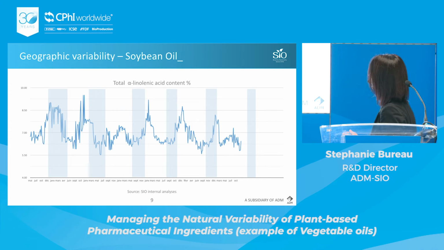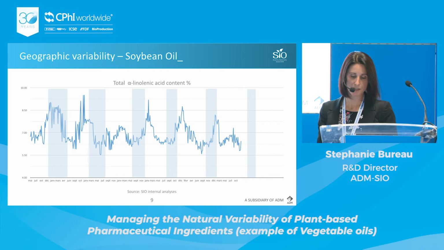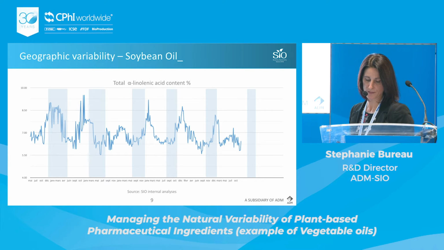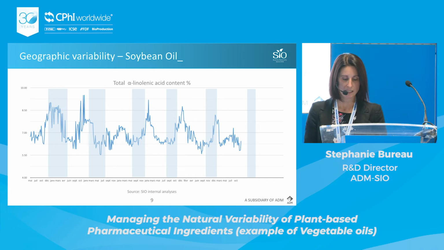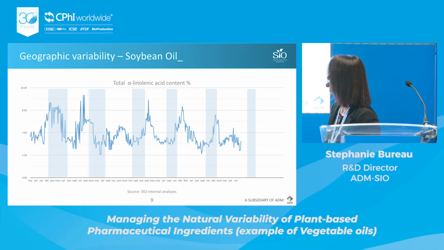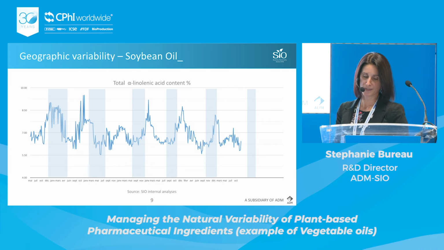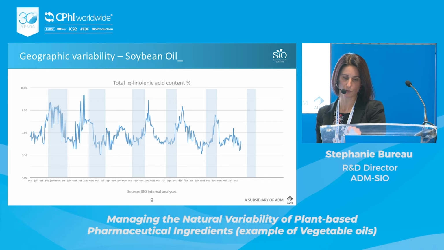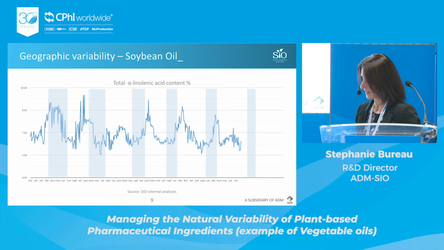As an illustration of the geographic variability, you can see on this graph the variation in the alpha-linolenic acid content of soybean oil. The alpha-linolenic acid is one of the fatty acids contained in soybean oil. And you can see the variation of this content all over the years for the crude soybean oil.